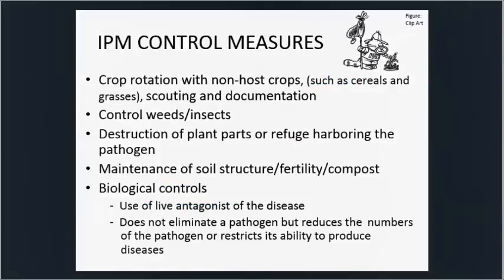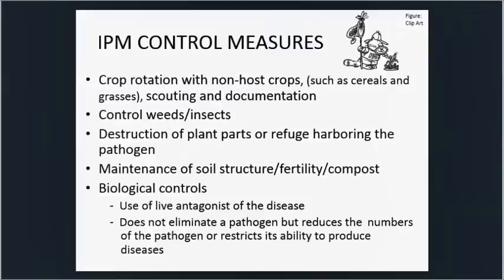So for the IPM, crop rotation is another one. Of course, everybody should do some sort of crop rotation. Rotation between 2 to 3 years will allow plant material to decompose. Longer rotations of 4 to 6 years may be needed for some other plant diseases. You need to control the weeds and insects. We talked about that. Destruction of plant parts or refuge harboring the pathogen, and the use of biological controls.